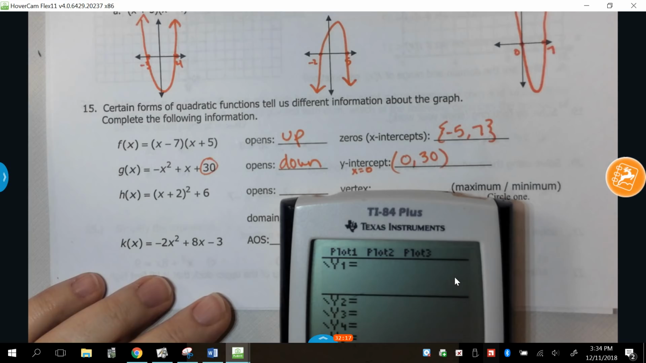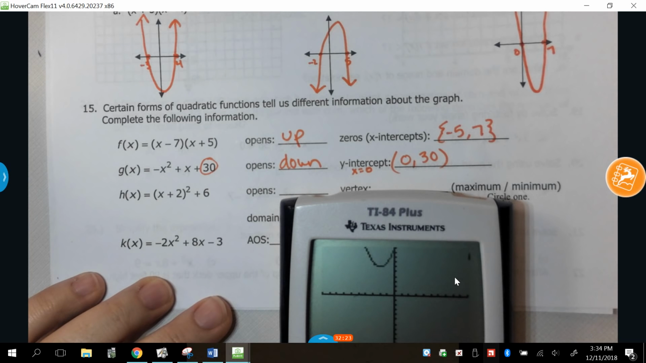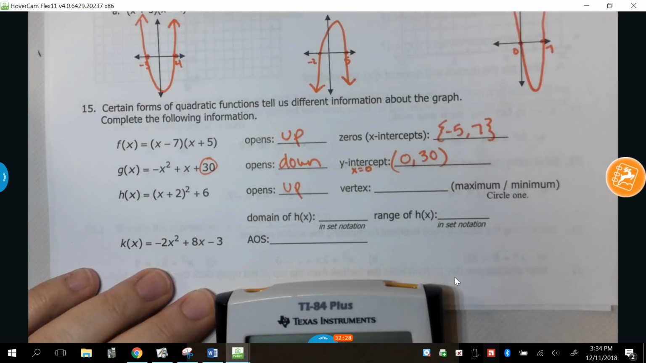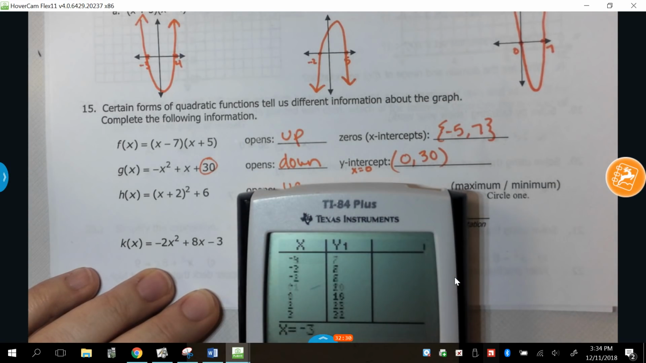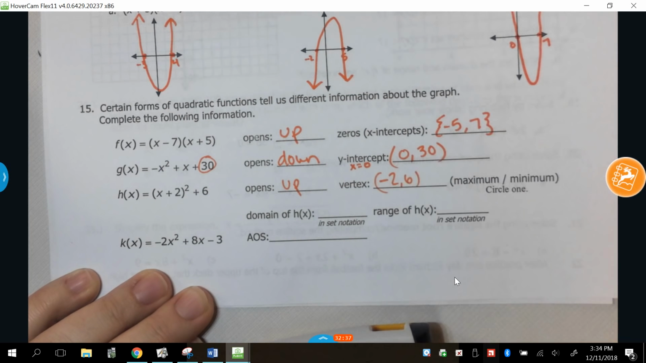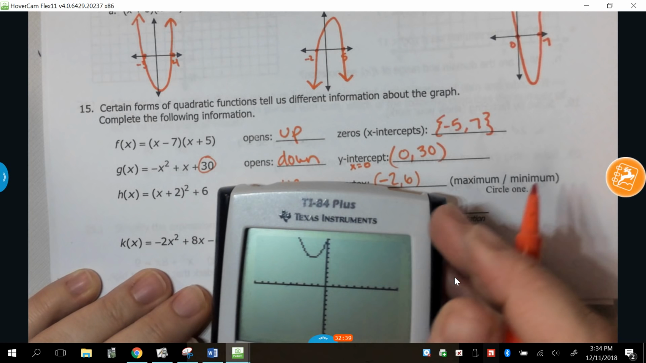Let's do this one. X plus 2 squared plus 6. If I hit graph, it opens up. For my vertex, second graph, we can find our rainbow. Here's my rainbow. It's negative 2, 6. And if you look at the graph, it opens upward, so this is a minimum.